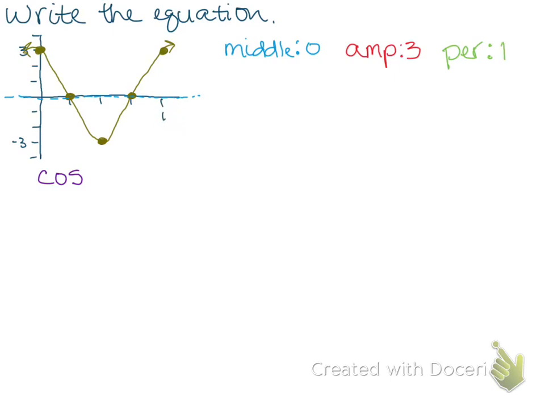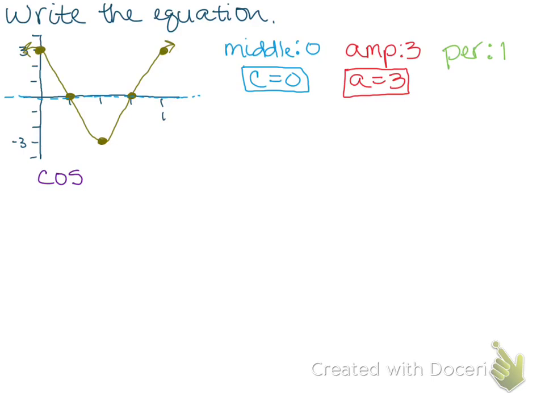That's step number 2. First step is determine sine or cosine. Step number 2 is find the middle, amplitude, and period. Step number 3 is find A, B, C for the equation. So the middle is C, and that's 0. The amplitude gives us A. Since it's not a reflection, it's positive 3.